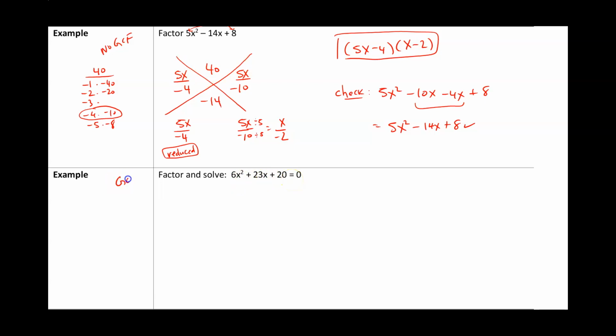Okay, next one, we want to factor and solve. So first, do we have a GCF? We have none. We have no GCF. So then we go straight to our x factor. We take 6 times 20. That's 120. Put those on top. And the middle term is 23.